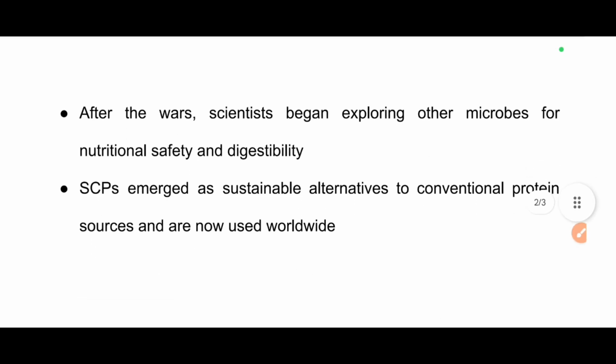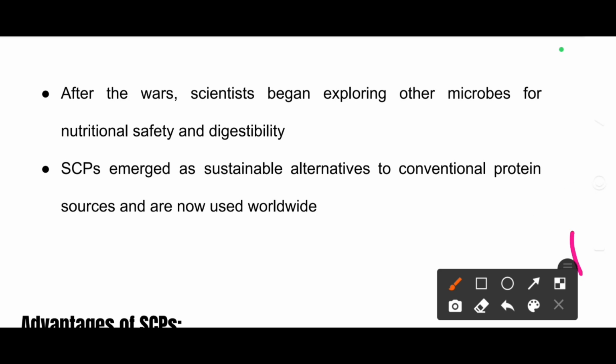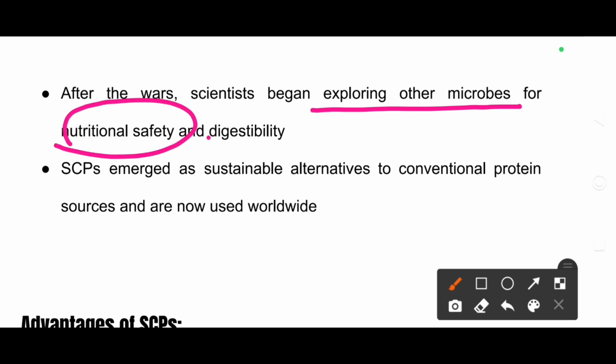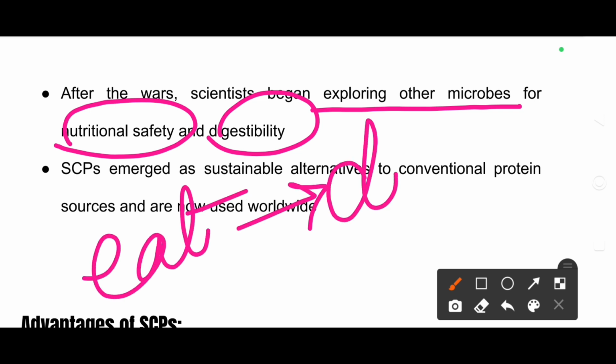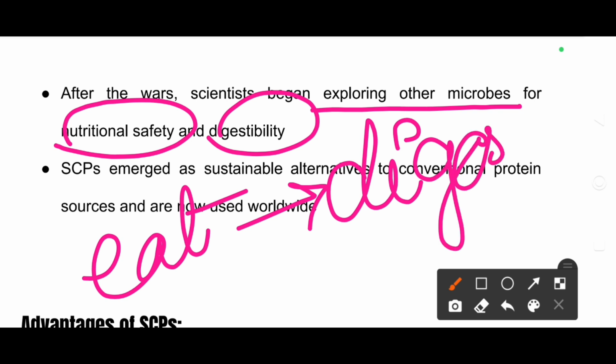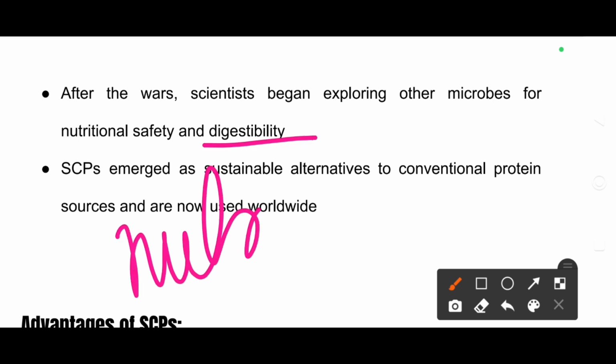Let's see a little bit of detail in that. When the war ended, many scientists were very curious and started exploring other microorganisms, checking whether they are nutritionally safe for us and good for digestibility. Just think, if you're eating something and you can't digest it, what happens to your body? It has a lot of side effects, right? So whatever we make should be easily digestible, so that we get proper nutrition from that food.